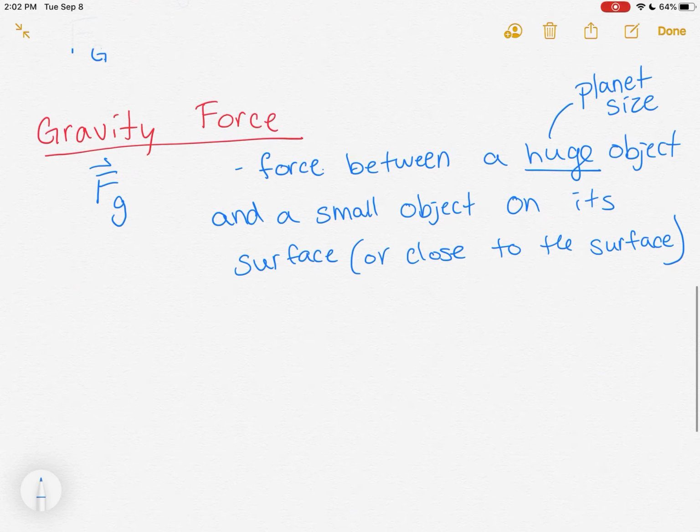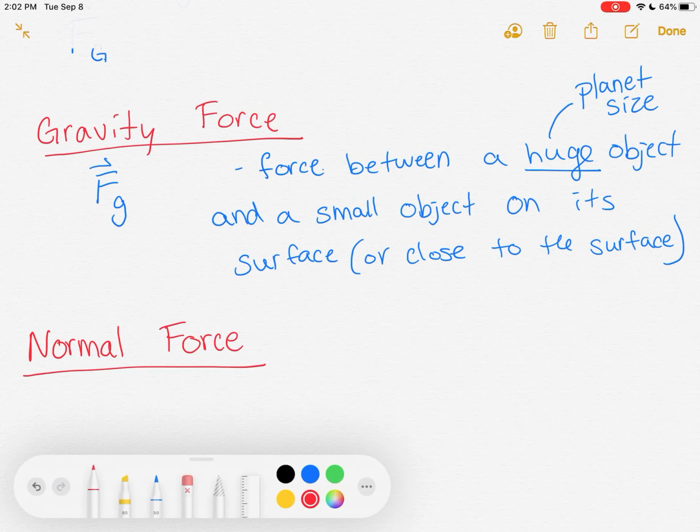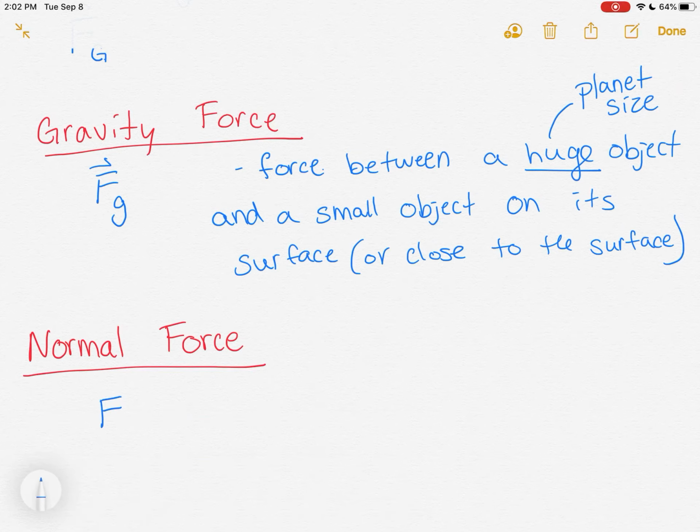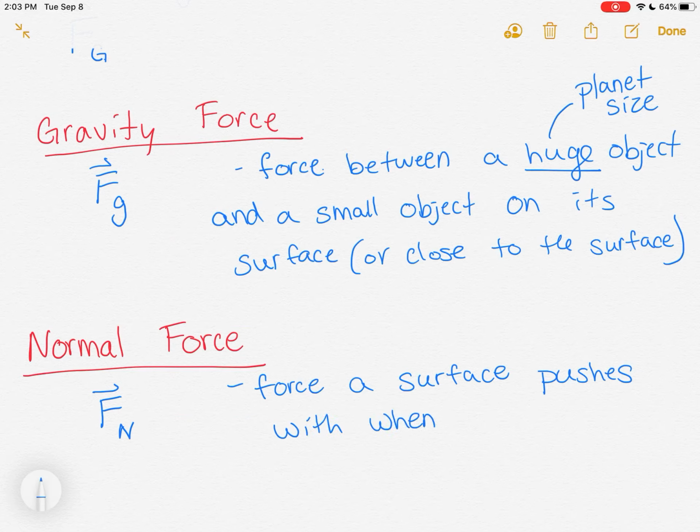All right, next up is our normal force. All right, so a normal force, we use an F with a capital N to denote our normal force. And this is the force a surface pushes with when it is pushed on by an external force.